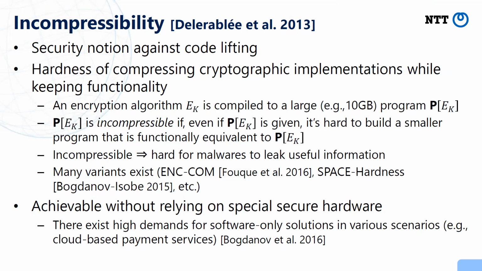For instance, suppose we have an encryption algorithm E_K, and this one is compiled to a large program P. We say that the program is incompressible if, even when the program is given to the adversary, it is hard to build a smaller program that is functionally equivalent to the original program P. Very roughly speaking, incompressibility means the hardness for malware to leak useful information. So this is the basic idea of incompressibility.